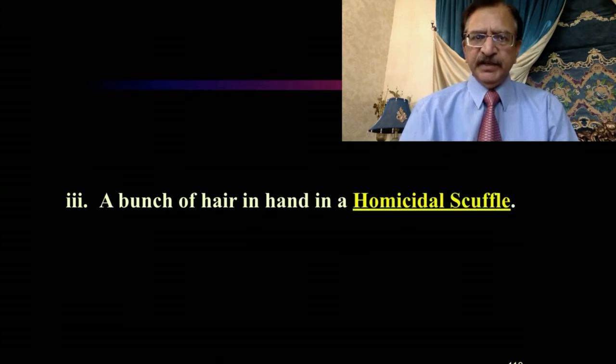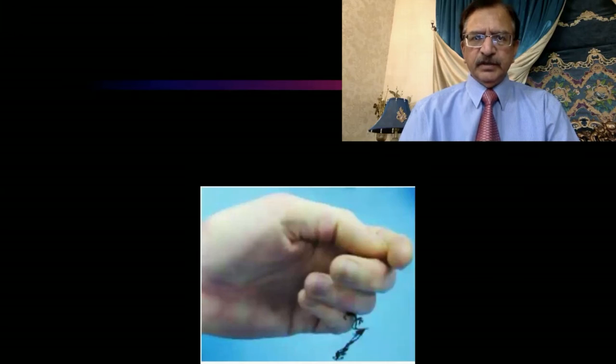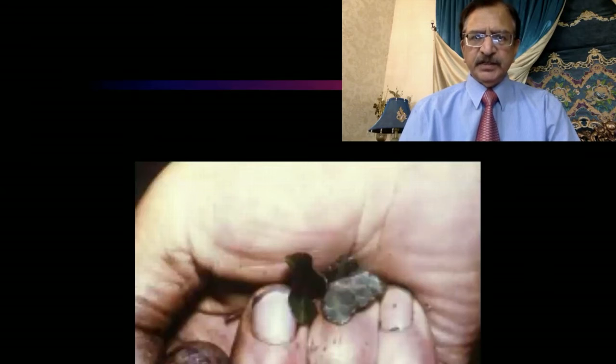Similarly, a bunch of hair can be in the hand of a victim during a suicide scuffle. Or in a mountain fatality, the shrubs and shoots of the trees are held in the hands, and they act as proof of the mountain fatality. These are a few photographs showing the grasped weeds. This is in drowning.